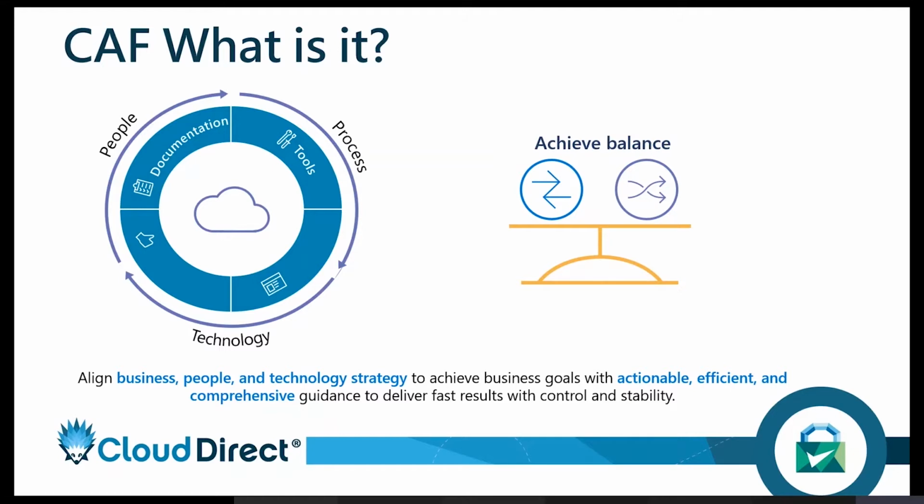The key thing is that no successful migration will happen without aligning those three elements. So bringing the business together, bringing the people within it, and bringing that technology strategy to be able to achieve that. And the key thing is achieving it in an efficient and comprehensive way. And what the CAF also looks to do is achieve balance.